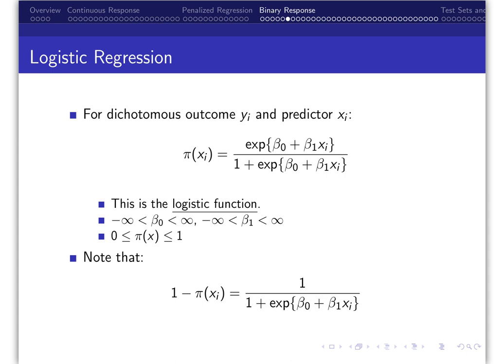In this model, the coefficients can range from negative infinity to positive infinity. Because when you exponentiate, you always get a positive value, the results from this function will always fall between 0 and 1, which is a requirement for probabilities, that they fall between 0 and 1.